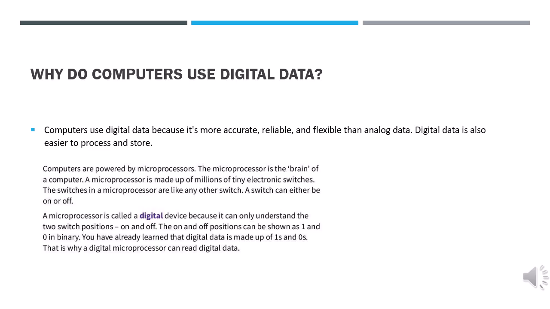Computers are powered by microprocessors. The microprocessor is the brain of a computer. A microprocessor is made up of millions of tiny electronic switches. The switches in a microprocessor are like any other switch. A switch can either be on or off. A microprocessor is called a digital device because it can only understand the two switch positions, on and off. The on and off positions can be shown as 1 and 0 in binary. You have already learned that digital data is made up of ones and zeros. That is why a digital microprocessor can read digital data.